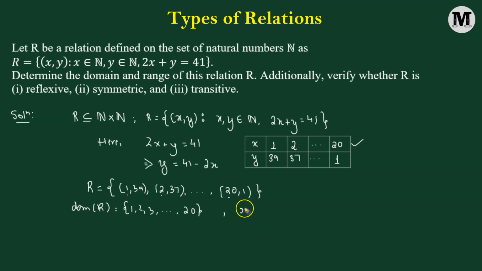And then we will find out the range of the relation R as well. The range is defined as the elements that occur in the second position of each of the ordered pairs. So we have 39, then the corresponding y values 37, then we have 35, going all the way up to 1. So that's going to be the range of the relation R. Now that we have obtained the domain and range, let's go to the next part of the problem. We need to verify whether R is reflexive, symmetric, and transitive.